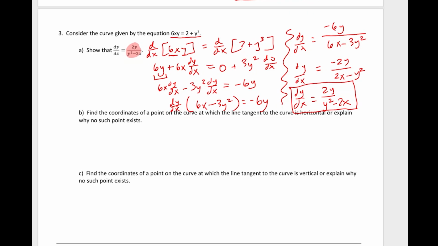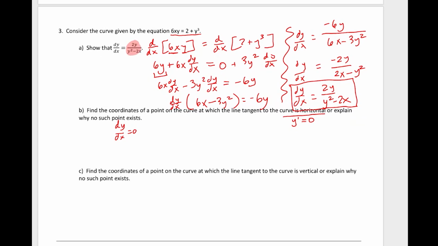Part B says, find the coordinates of a point on the curve at which the line tangent to the curve is horizontal. So if the line tangent to the curve is horizontal, then that means y prime must be 0, right, if we have that horizontal tangent line. Or explain why no such point exists. So if y prime needs to be equal to 0, another way of saying that is that dy dx must be 0. And dy dx was defined in part A.